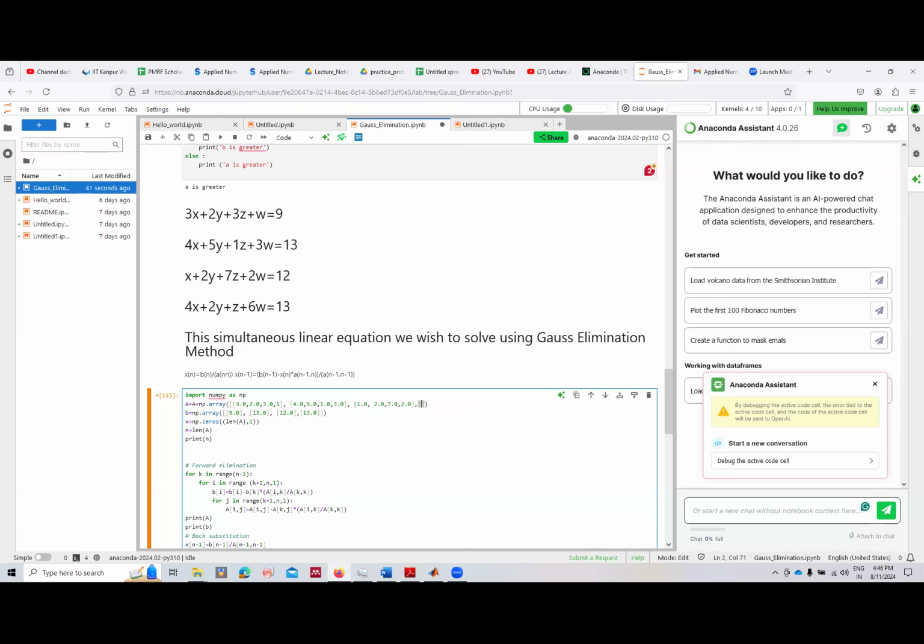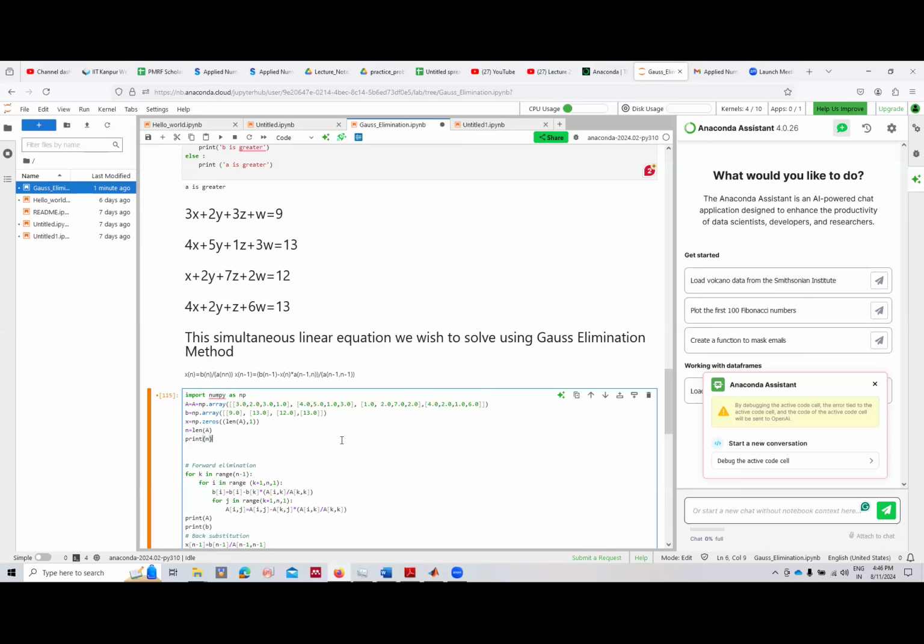Now what will the fourth row be? The fourth row will be 4, 2, 1, 6. Okay, so the rows are 3, 2, 3, 1; 4, 5, 1, 3; 1, 2, 7, 2; 4, 2, 1, 6; and B is 9, 13, 12, 13.